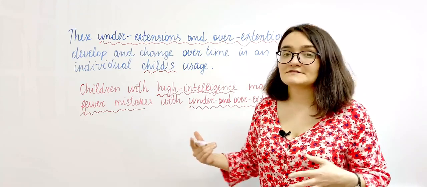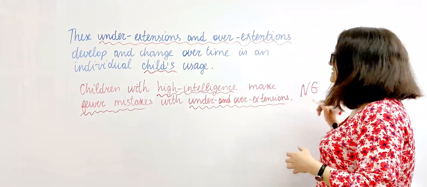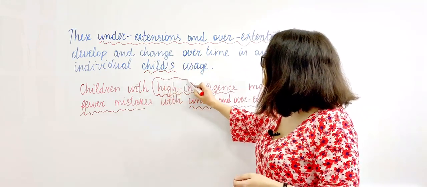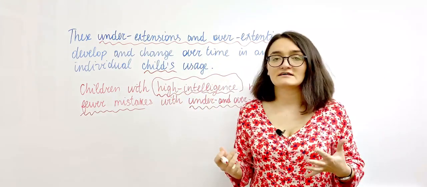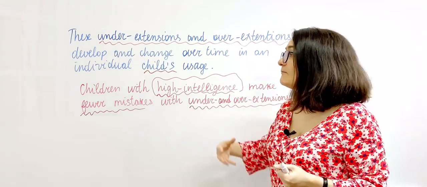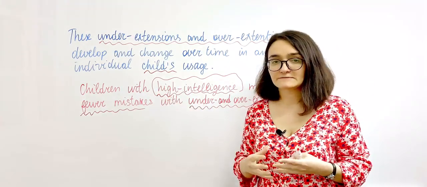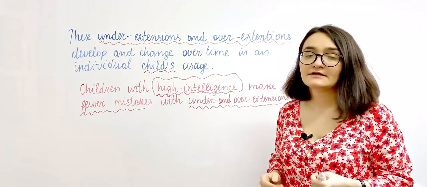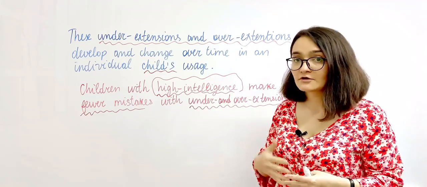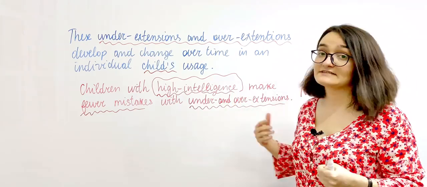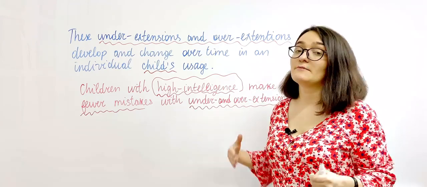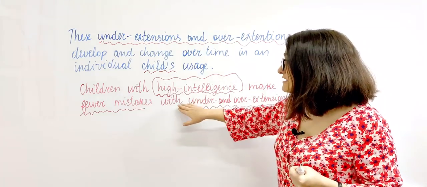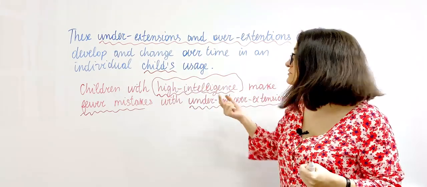But here our answer, of course, is not given. Why not given? Because in this sentence there is no information about this one, you see? High intelligence. We cannot find information about children with high intelligence. So as this part is not given in the passage, that's why our answer is not given. The answer is not given because information somehow is given in the passage, but not about this fact, high intelligence.